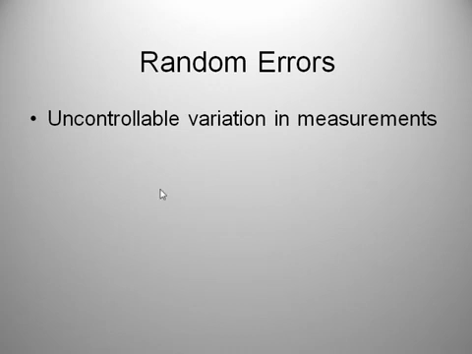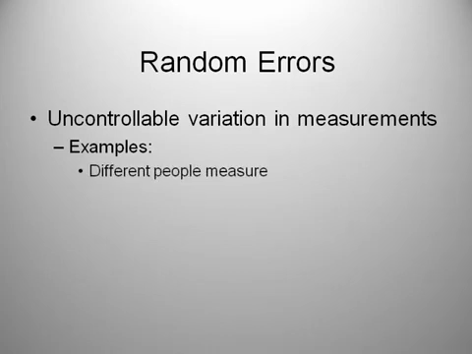Okay, so let's talk about random errors. What are those? These are things you can't really control. These are normal variations in measurements, like, for example, when you were shooting on the target, right? You had random errors there. If you have different people take measurements, that might produce some random errors. Somebody might read something different than you would, right?